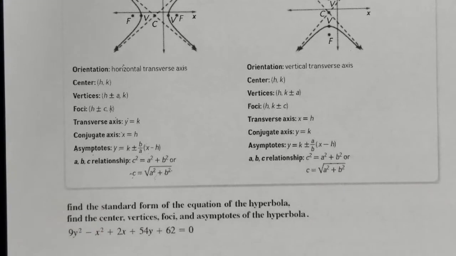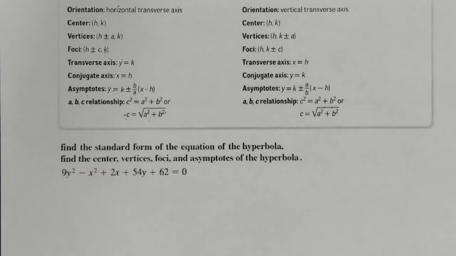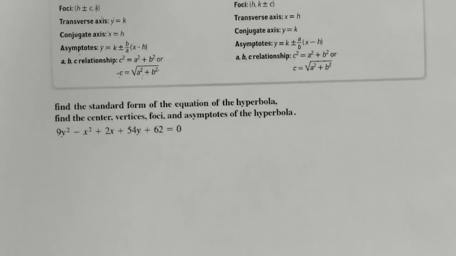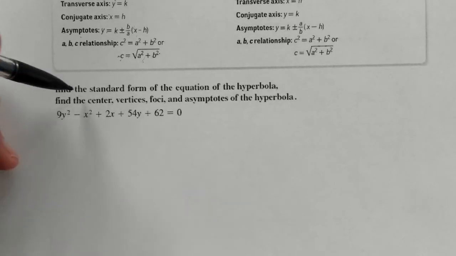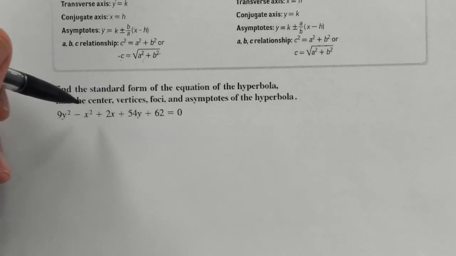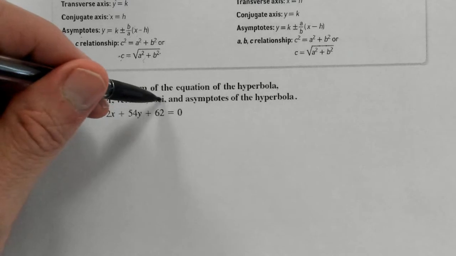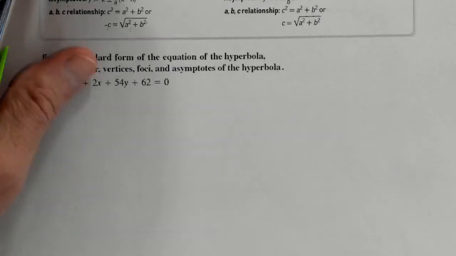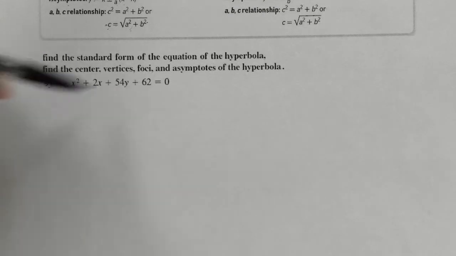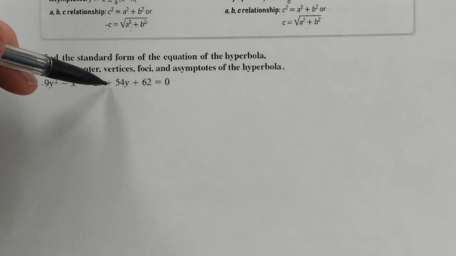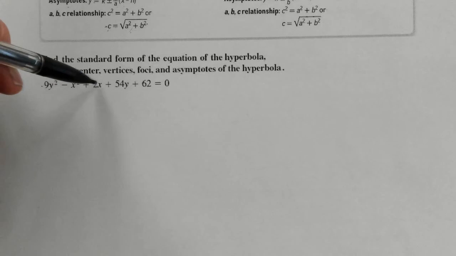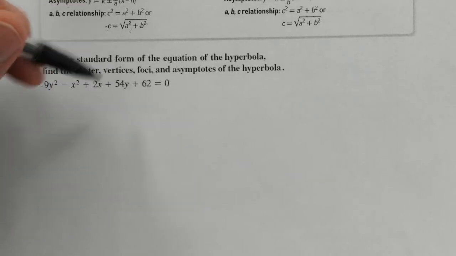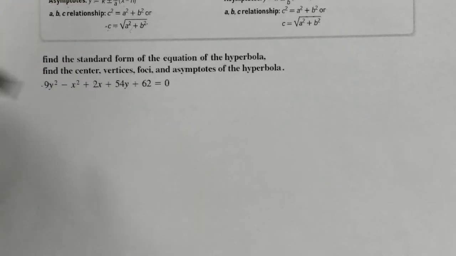All right. So again, we're going to use this to answer questions in the following format. Okay, so it says find the standard form. Okay, find the center, vertices, foci, and asymptotes. So once again, 5 things that we're asked to find. So the first thing we're going to do is take this equation. It's in general form, I would say. Well, maybe not exactly. Okay, but we need to take it and turn it into standard form.